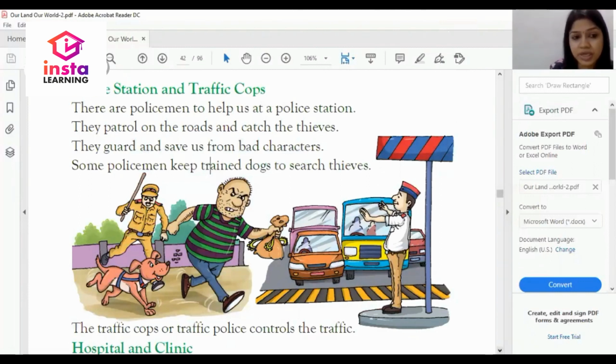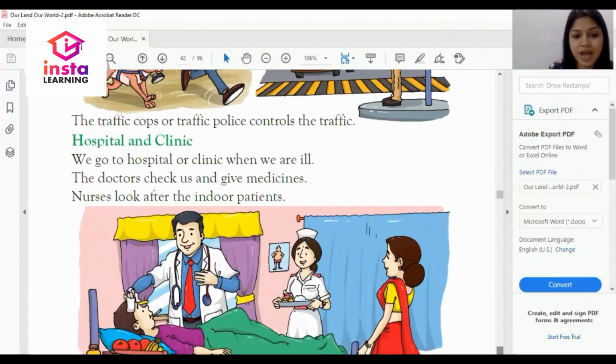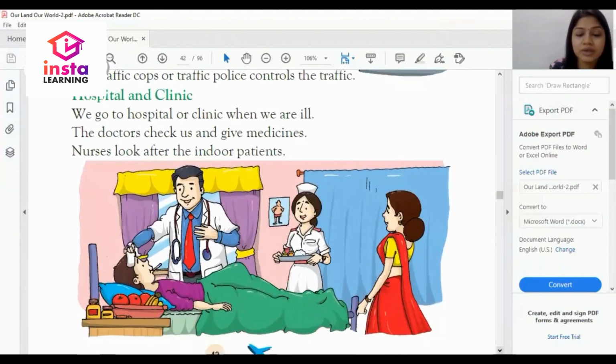So the next one is hospital and clinic. This is very important part of our life. Why we go to hospital? We go to hospital or clinic when we are ill. The doctor checks us and gives medicines to us.